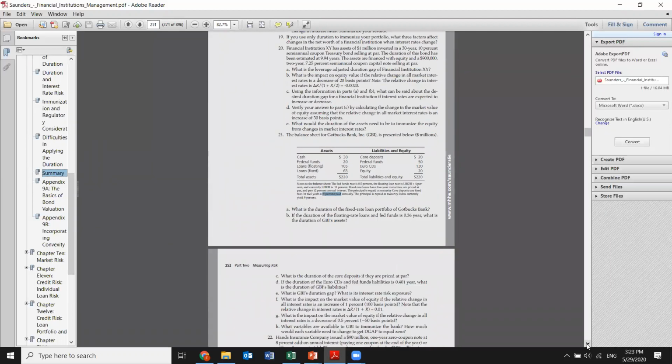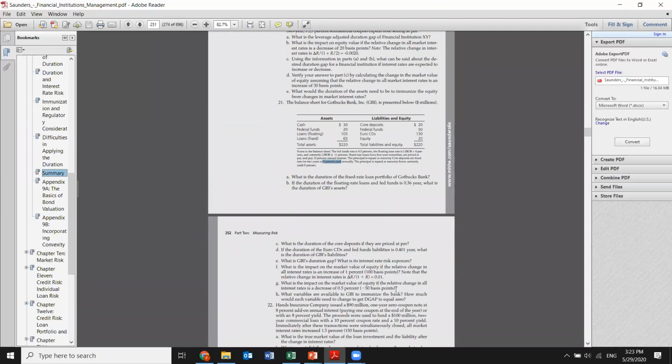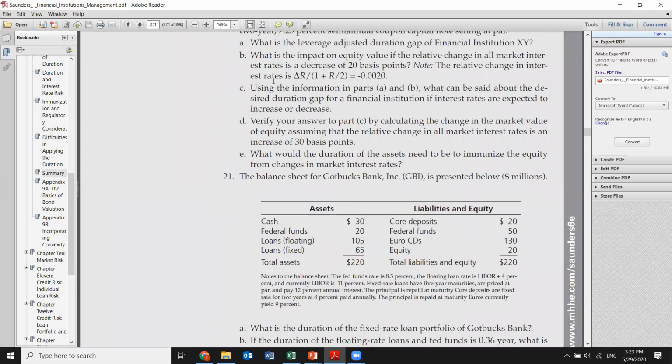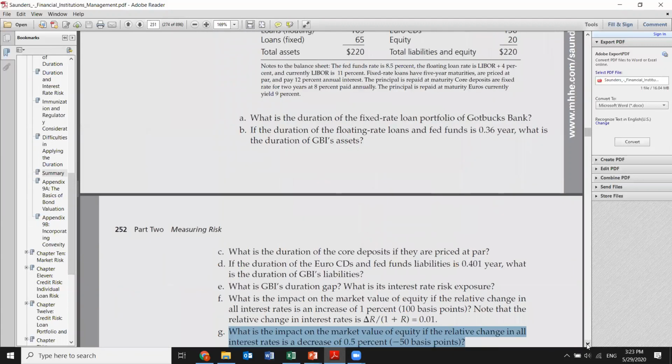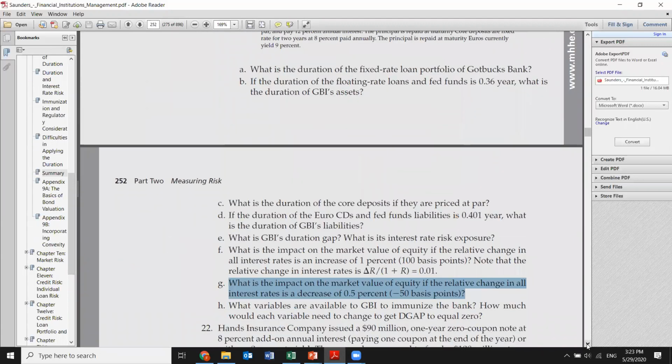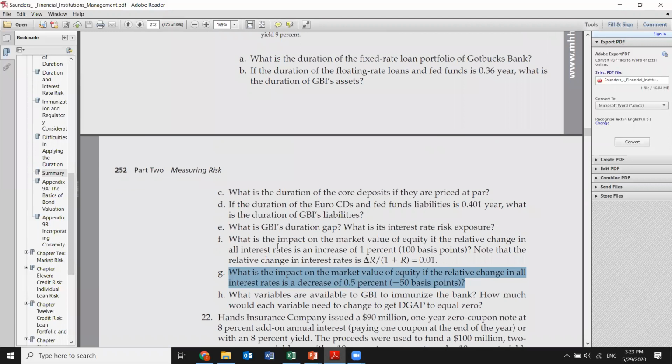Professor? Yes. Maybe we use 0.36 in part B. No, we're not using B. It's here. I just dragged it down by mistake. It's in part C. It tells you what weight we should use. So what is the duration? Okay, this is the part that we are doing now, part D.